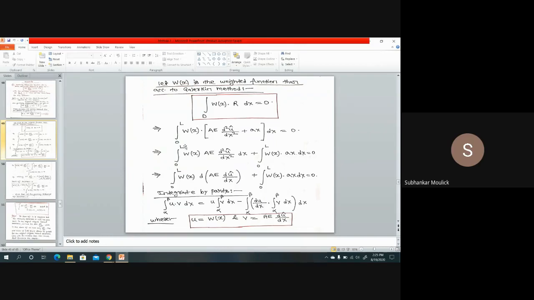Is the third step clear? This particular step? Yes, sir. We have only opened the bracket and multiplied the entire bracket with the weighted function. Fine.